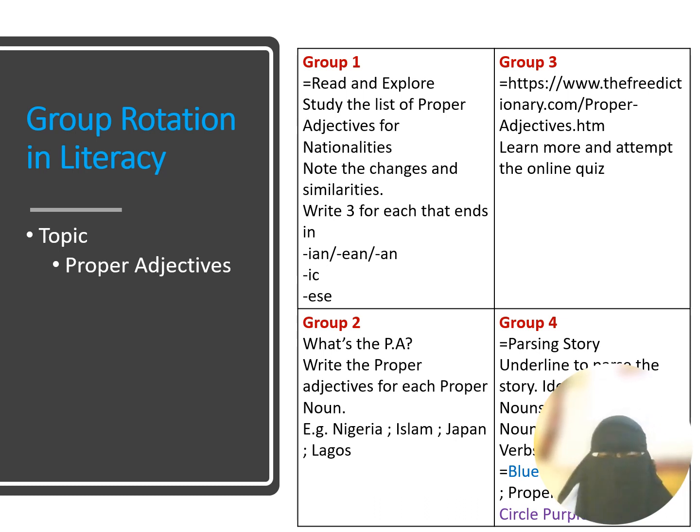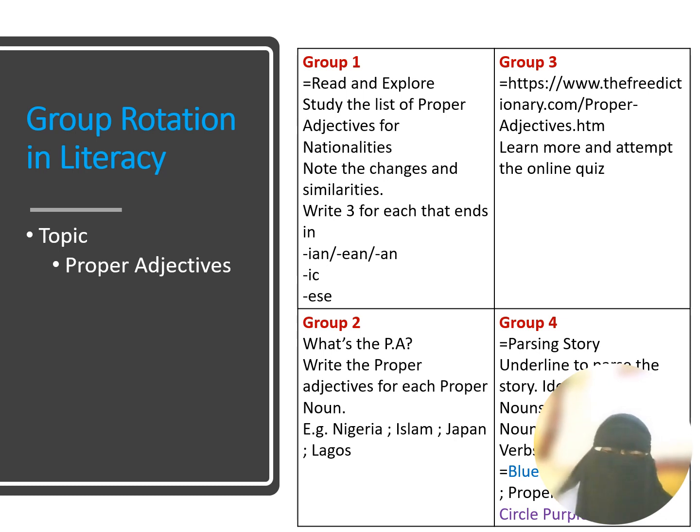While the third group can be involved in an online activity, maybe an online quiz, online task, different things. You can find them online. And then the fourth group can be passing a story, whereby they underline the proper nouns in the story. They identify the nouns, the proper nouns, the verbs, the pronouns, and all that you want them to identify.